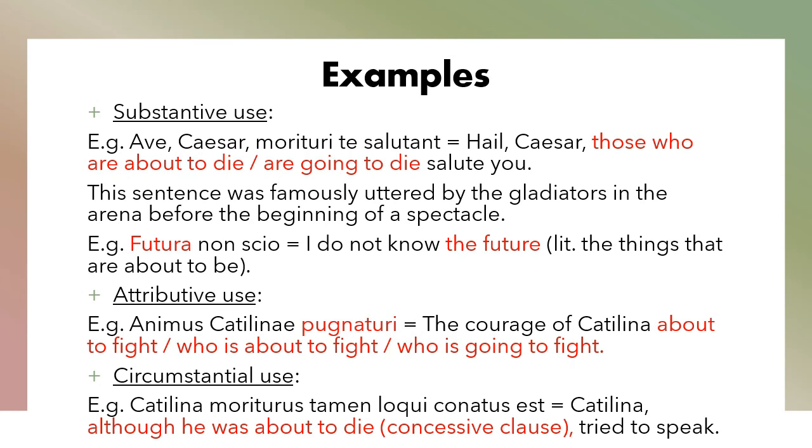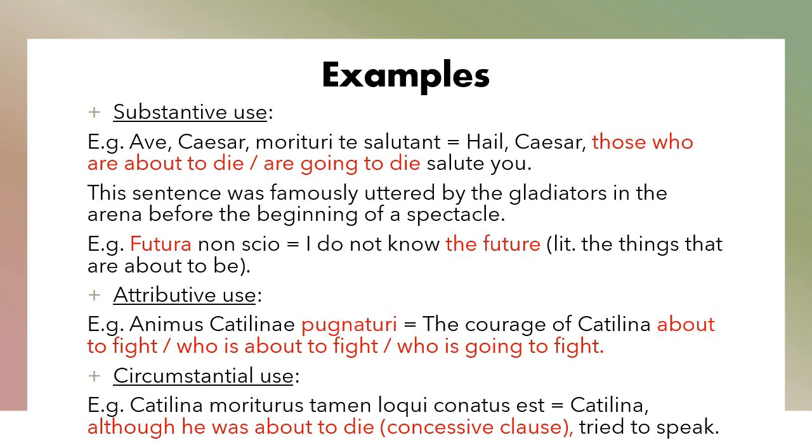So let's take the substantive use first, so when it is used as a noun. This sentence was famously uttered by the gladiators in the arena before the beginning of a spectacle. They went in front of the emperor and they said, Ave, Caesar, morituri te salutant. So, hail, Caesar, those who are about to die or those who are going to die salute you. As you can see here, there are not many options. You have to use the expressions to be about to or to be going to.